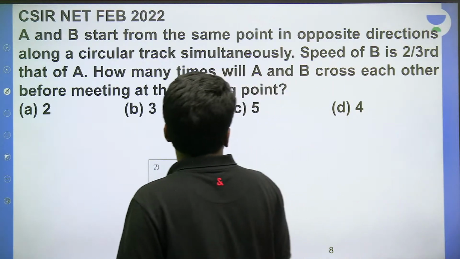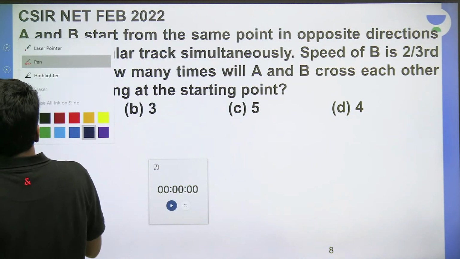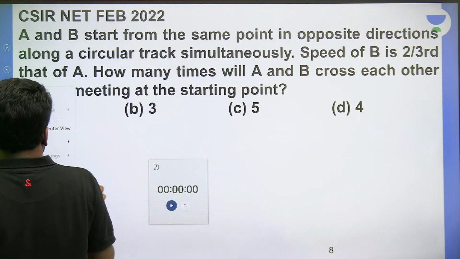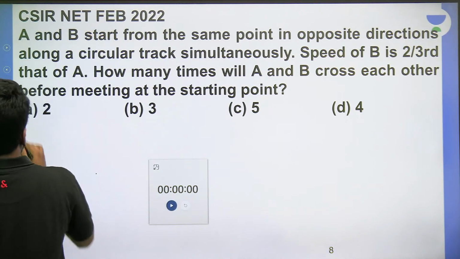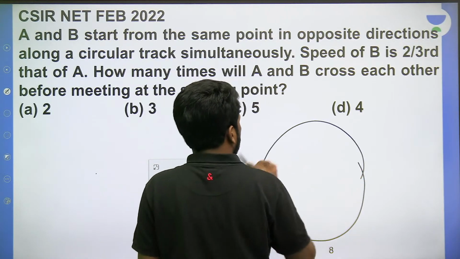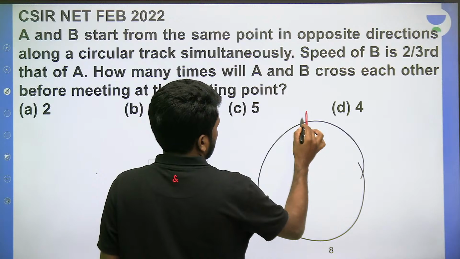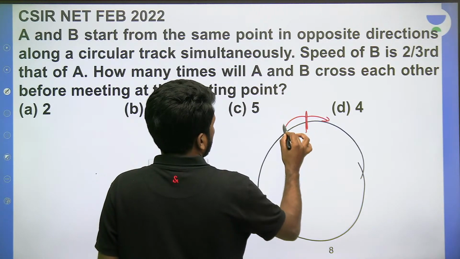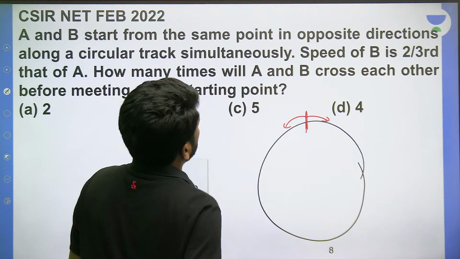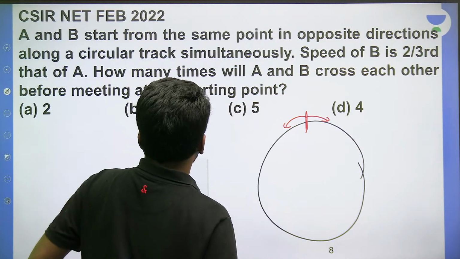A and B start from the same point in opposite direction along a circular track. So I will draw a circular track to start with. Yeah, I will draw a rough circle itself is enough. If this is a circular track, if this is a starting point, A, B in opposite direction along a circular track simultaneously. Speed of B is 2/3 that of A.